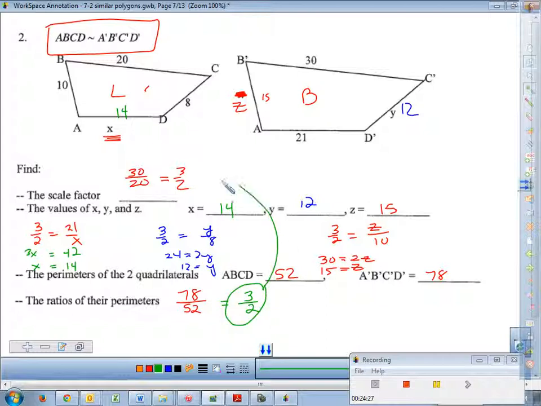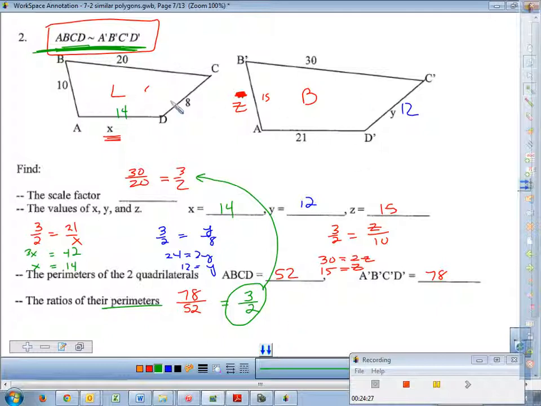What's so fabulous about 3 over 2? That was our scale factor. Now, let's see if you can hook it up for later. The ratio of the perimeters of similar polygons will be the same as the scale factor every single time. You don't need to find the perimeters to answer that question. I'd like to repeat that. You don't need to find the perimeters to find the ratio of their perimeters. If they're similar, which they are, the ratio of the perimeters will be the same as the scale factor.